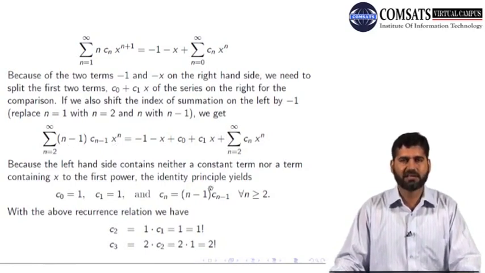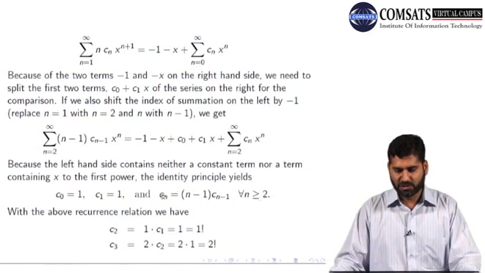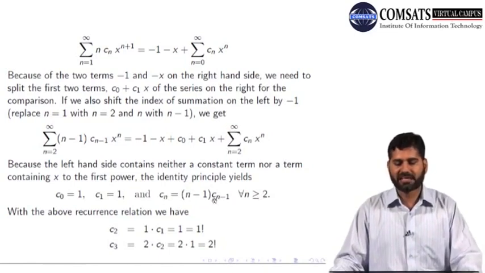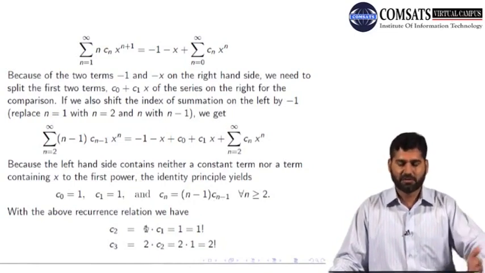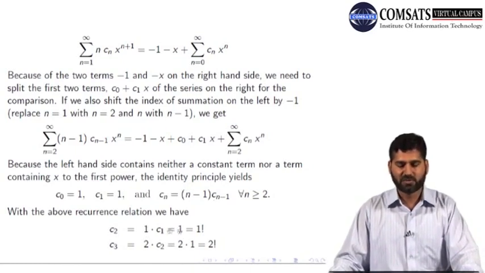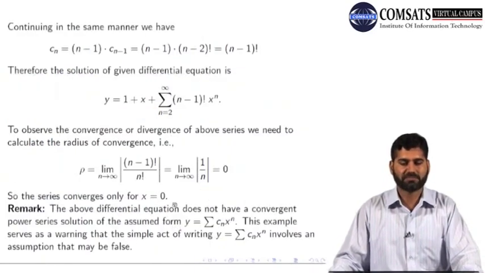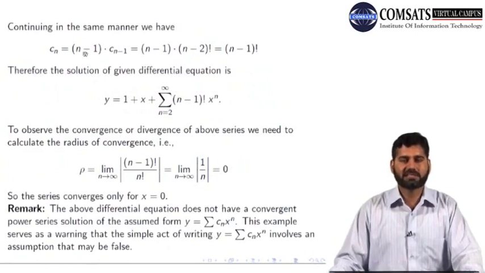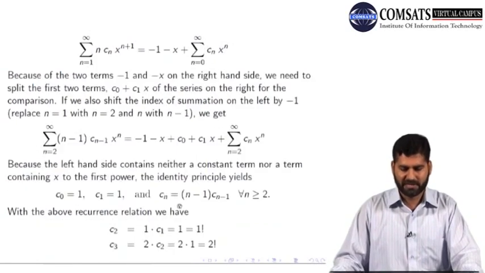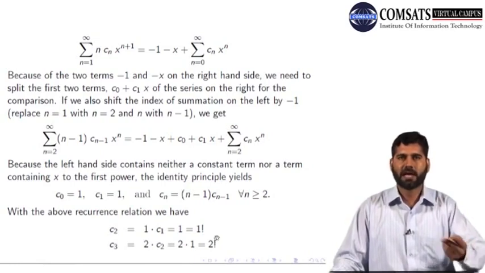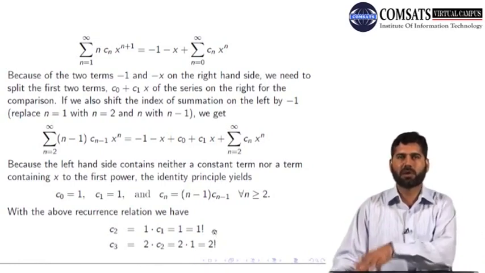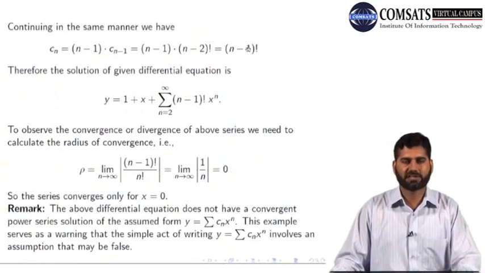So this is a recurrence relation. If I take n equal to 2 here, C2 can be written as C1. C3 can be written as C2. C4 can be written as C3. And now I have the values, you can replace and get the answers. So C2 is 1 factorial, C3 is 2 factorial, and so on. So continuing in the same manner, we have Cn equal to (n minus 1) factorial, because C2 is 1 factorial, C3 is 2 factorial, 1 less factorial. So if I write Cn, it should be equal to (n minus 1) factorial, 1 less factorial.